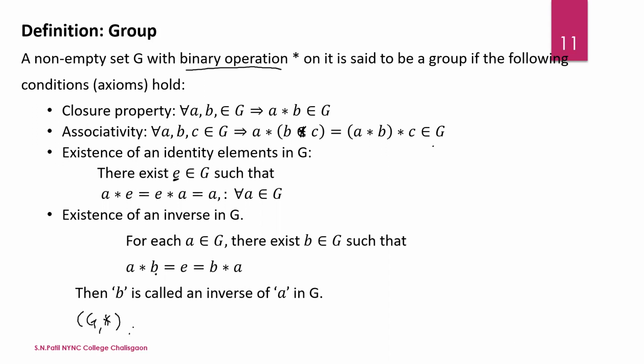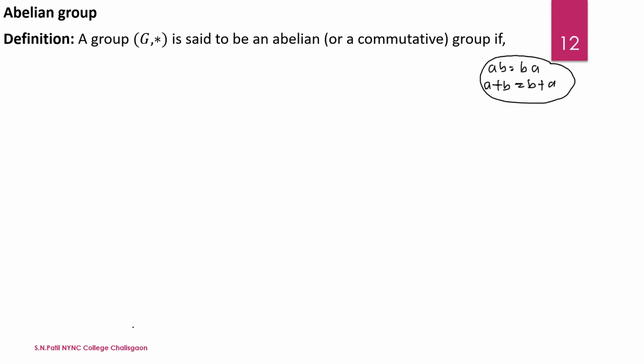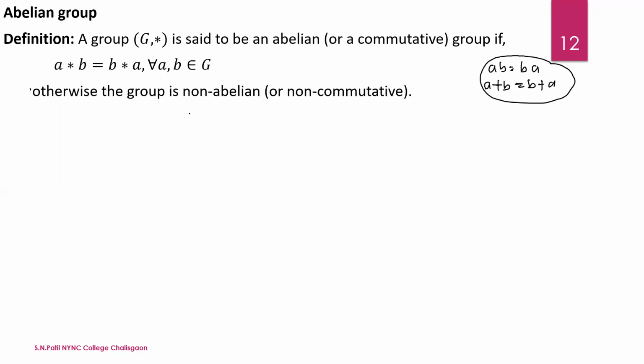Now the next definition is abelian group. A group (G, star) is said to be an abelian or commutative group if A star B is the same as B star A for all elements in the set G. If the star operation is multiplication, then we write A into B is the same as B into A. If the star operation is addition, then A plus B is the same as B plus A. Otherwise, the group is non-abelian or non-commutative.